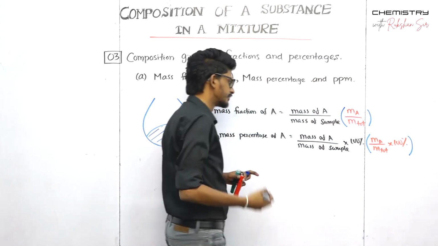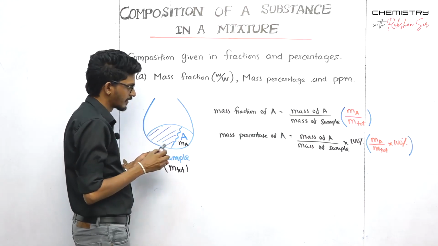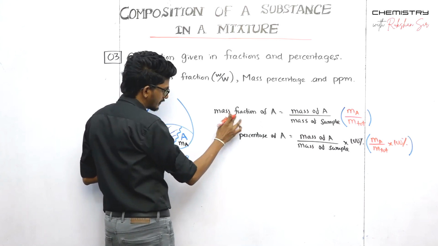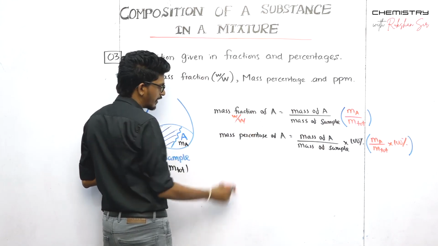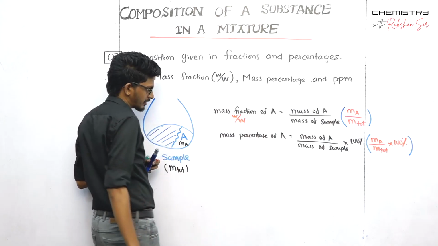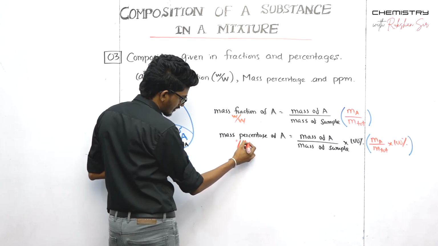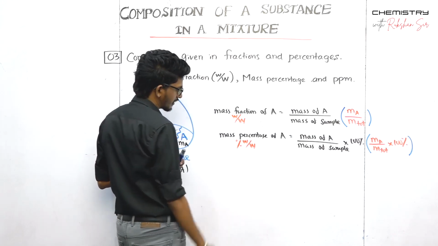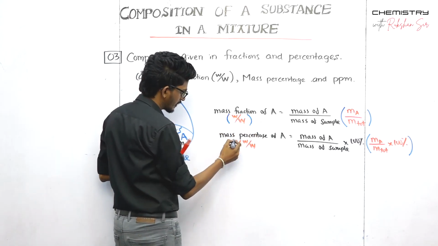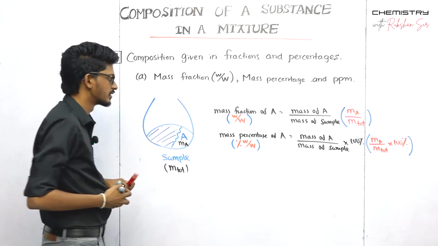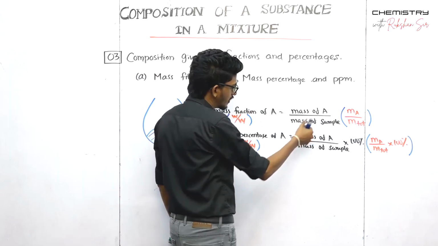Mass percentage. Normally we denote the mass fraction with the symbol W over W, weight fraction or mass fraction. Here the percentage will be represented as percentage W over W, weight percentage. Normally we use those symbols to represent the mass fraction and the mass percentage. Both are referred to as unitless quantities.